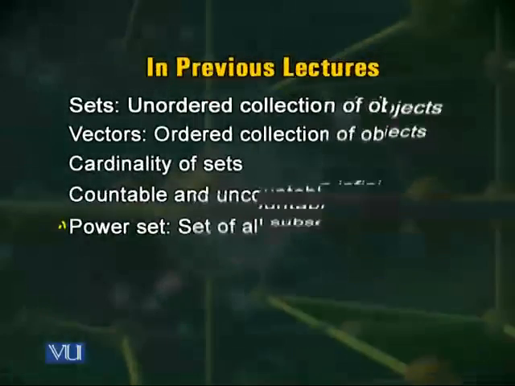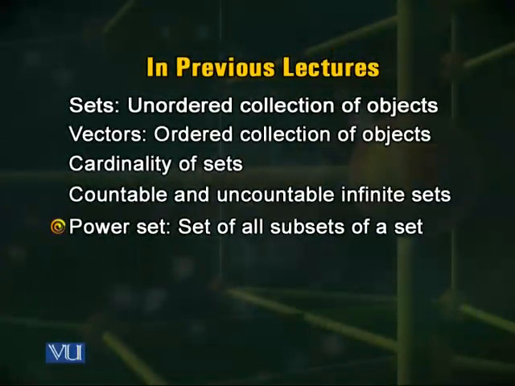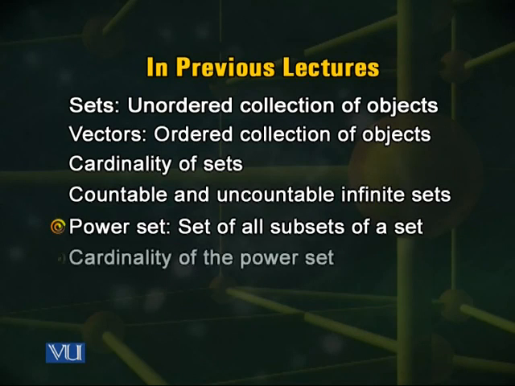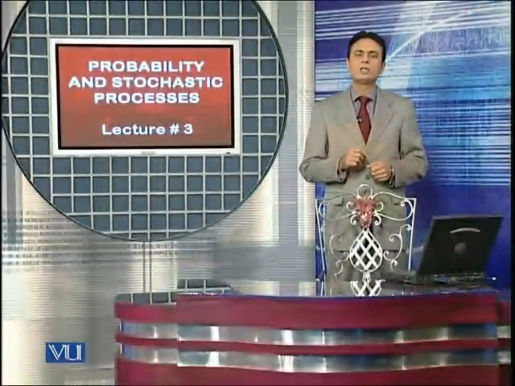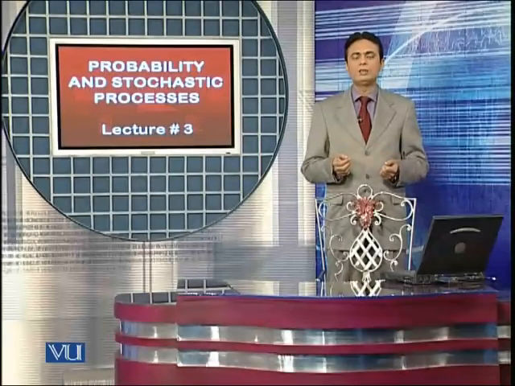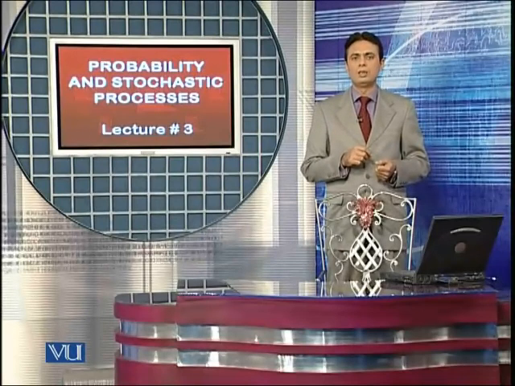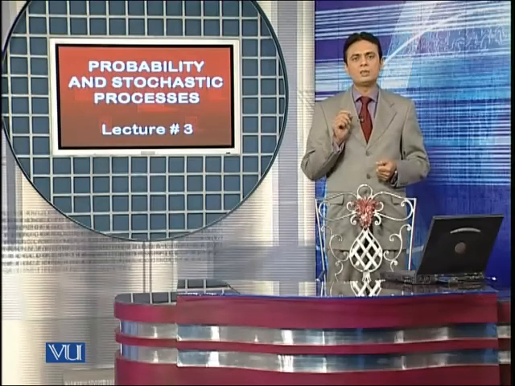We also talked about the power set. It is a set of sets. For a given set, its power set contains as its elements all possible subsets of the given set. We also discussed the cardinality of the power set, and the fact that the cardinality of the power set of a set is always larger than the cardinality of the original set that we started with. For a finite set, the cardinality of the power set is 2 raised to the power of the cardinality of the original set. And for a countably infinite set, the cardinality of its power set is equivalent to the cardinality of uncountably infinite sets.